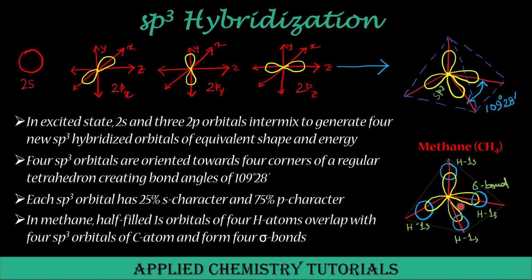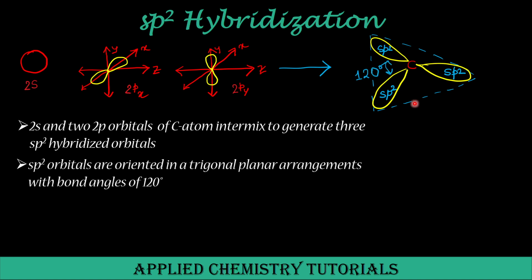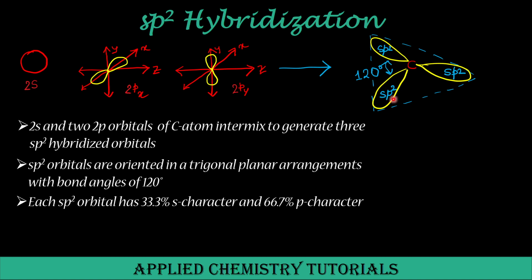In methane, the half-filled 1s orbitals of four hydrogen atoms overlap with the four sp3 orbitals of the carbon atom and form four sigma bonds. Now coming to sp2 hybridization, as the name suggests, one s and two p orbitals, here px and py, intermix to create three equivalent sp2 hybridized orbitals. These sp2 orbitals are oriented in a trigonal planar arrangement with a bond angle of 120 degrees. Each sp2 orbital has 33.3% s character and 66.7% p character.